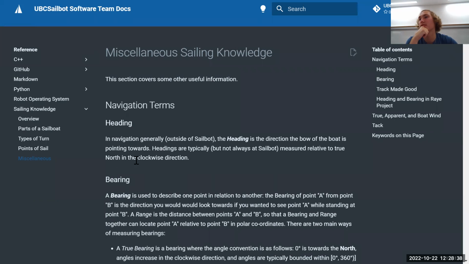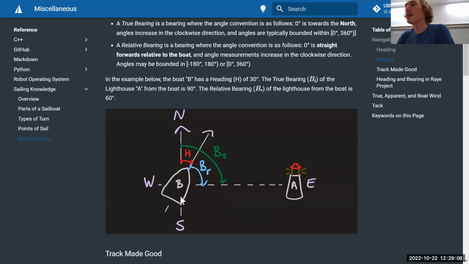So probably the most important one is heading. That's just which direction the boat is pointing in. You can measure that relative to true north, or relative to compass north. I don't think we have a compass on Ray though, right? So then our headings would be relative to true north. The reason for the difference is the magnetic North Pole isn't perfectly aligned with the geographic North Pole, so there's a little bit of a difference, but it's the same idea. So the heading here is H, the angle measured clockwise from true north that the boat is pointing towards.